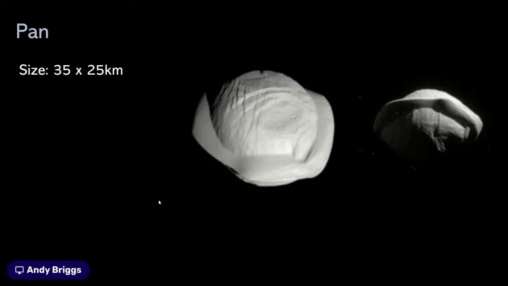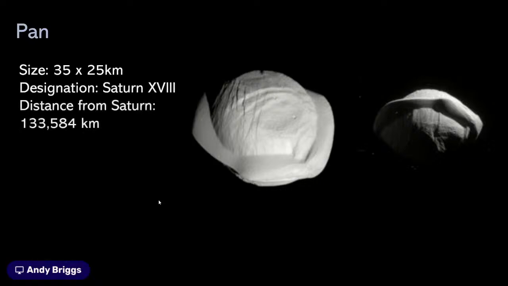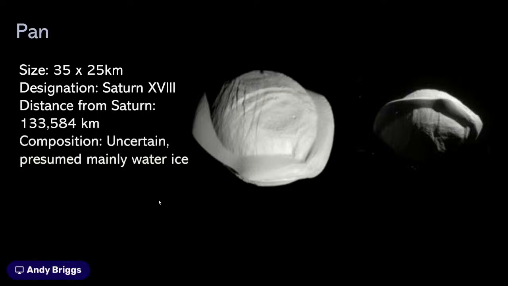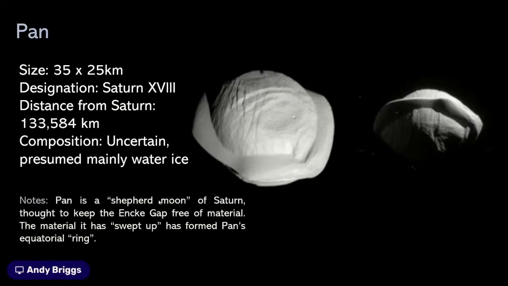It's only 35 by 25 kilometers. It's designated Saturn XVIII, and it's 133,000 kilometers from the planet. Its composition, although uncertain and not directly measured, is presumed to be mainly water ice, again, with some rock thrown in. And Pan is what we call a shepherd moon of Saturn.